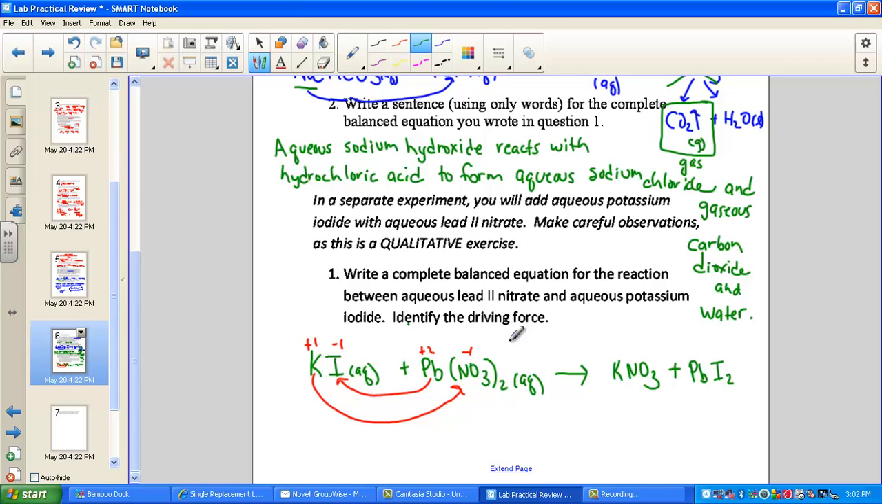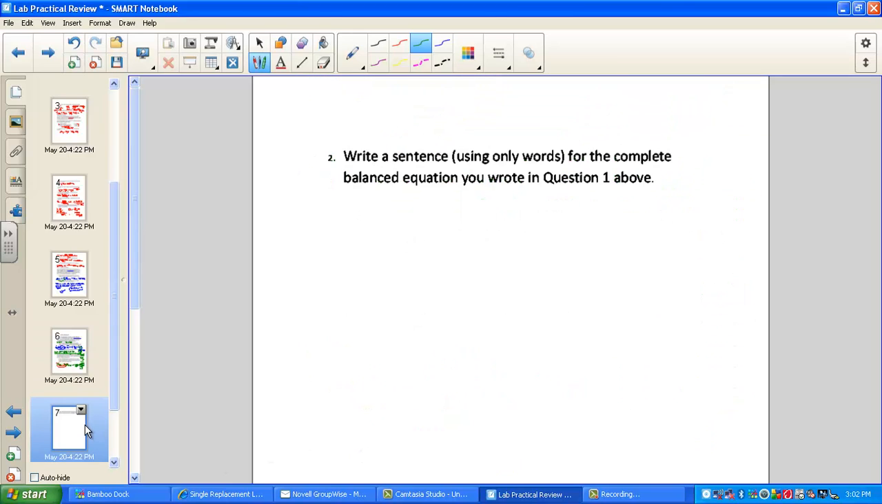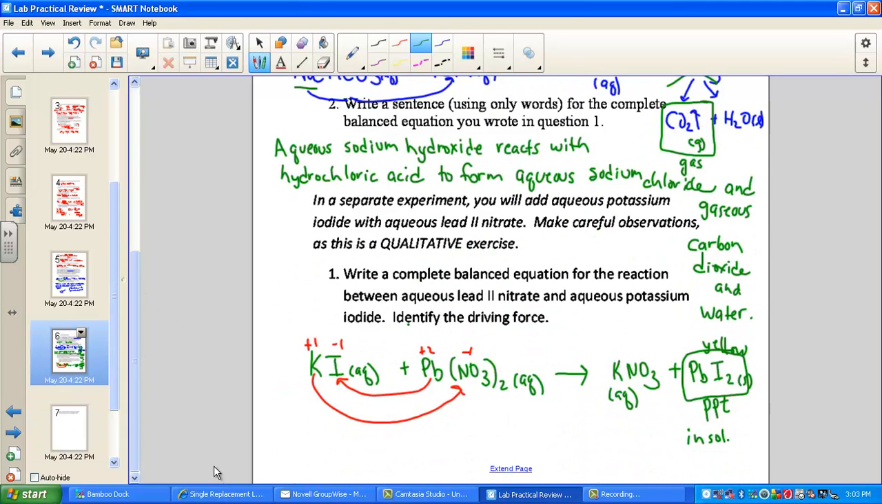Identify the driving force. You're going to see a precipitate in this reaction. The solid floaties that you make end up to be a pretty yellow color. The yellow solid is the insoluble product on our solubility table. Therefore, I must include the aqueous on the potassium nitrate. And I have to include the solid as my adjective for my precipitate. Circle your driving force. And then, of course, you're going to be asked to turn those into words for the question we wrote above. So I'm going to just put mine down here so I can actually see my equation.